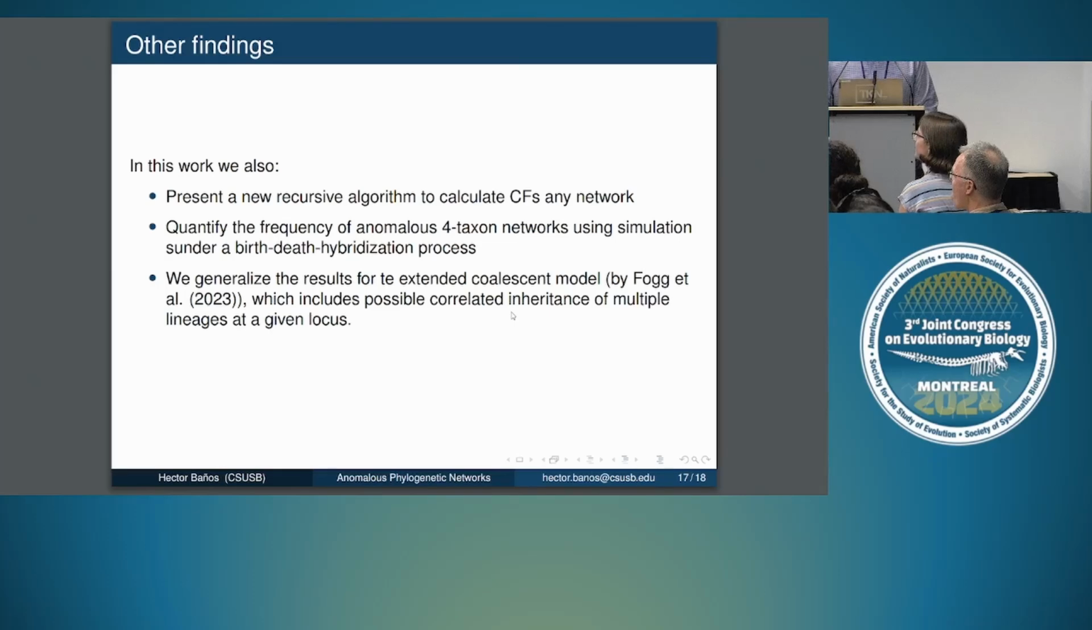So other things we do in this work, we present a new recursive algorithm to calculate concordance factors for any network. That's really nice. And we quantify the frequency of anomalous 4-taxon networks using simulation under a birth-hybridization process. And we generalize results for the extended coalescent model that Cecile just talked about. And if you missed that talk, you really missed a great talk.